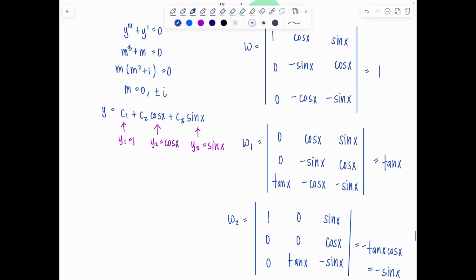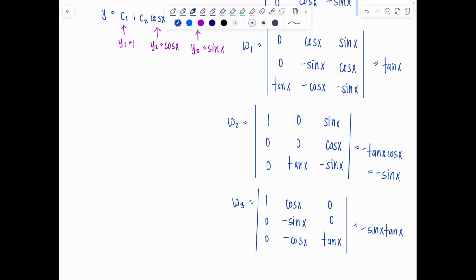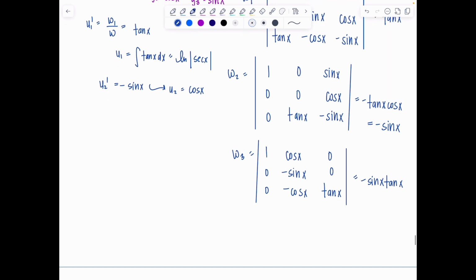So u1 prime, u2 prime, u3 prime are equal to W1, W2, W3 respectively. So just in case you forgot, u1 prime is W1 divided by W, but the Wronskian is just 1. So it's just tan x. So that means u1 is going to be the integral of tan x dx. That one you should just have memorized. Ln absolute value secant x. u2 prime is negative sine x, so u2 would just be positive cosine x, and then u3 takes the most amount of work, but it's still not a lot.